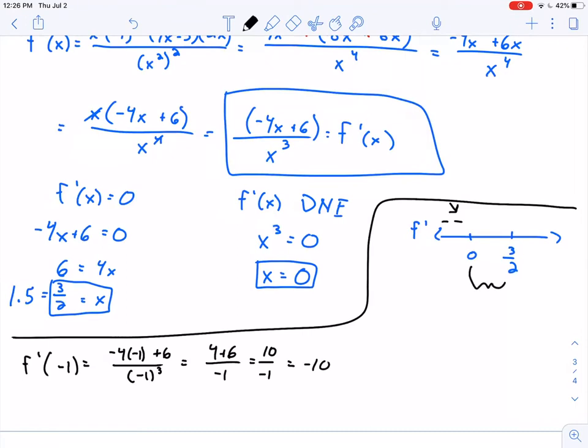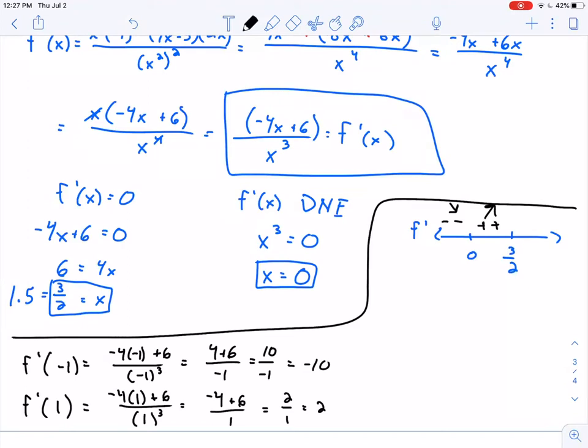Now I need a number between 0 and 3 halves, 0 and 1.5, so 1, I think, would work just about as nicely as possible here. So f prime of 1, this is negative 4 times 1 plus 6 all over 1 to the 3rd. This is negative 4 plus 6 all over positive 1. 2 over 1, this is 2, and in particular, a positive 2. So my first derivative is positive on that interval, which means that my function is increasing there.